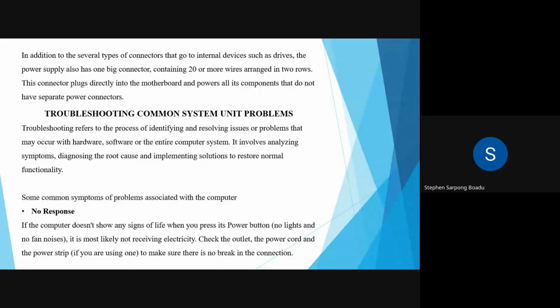After that, implementing solutions to restore normal functionality. So after that, you fix the problem, if it's something you can fix. I'm not saying you should go and open your PC and then spoil it. No, I mean minor things that you can do on your own. So maybe there is some software you need to reinstall, or sometimes it's just a cable you need to check.